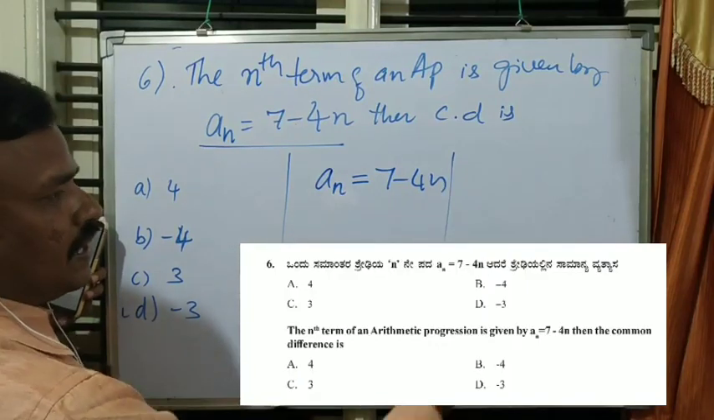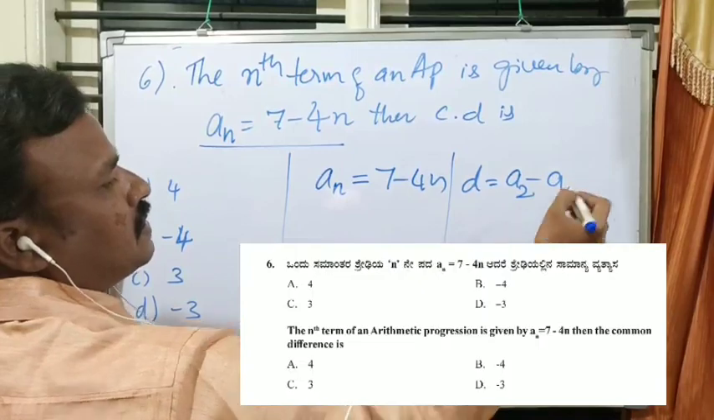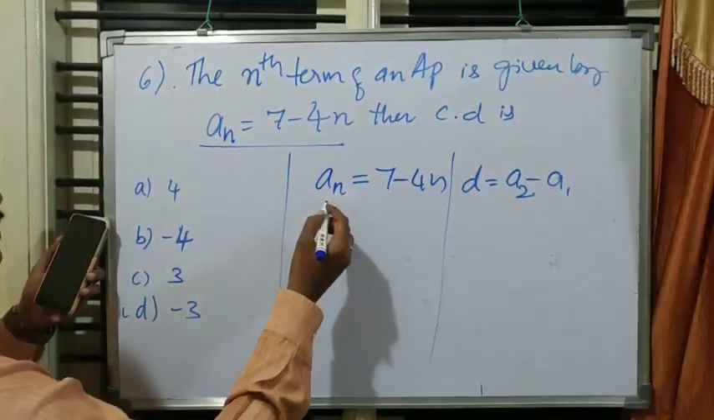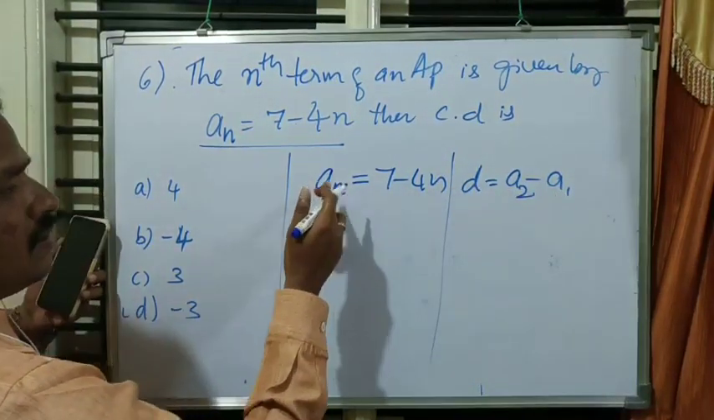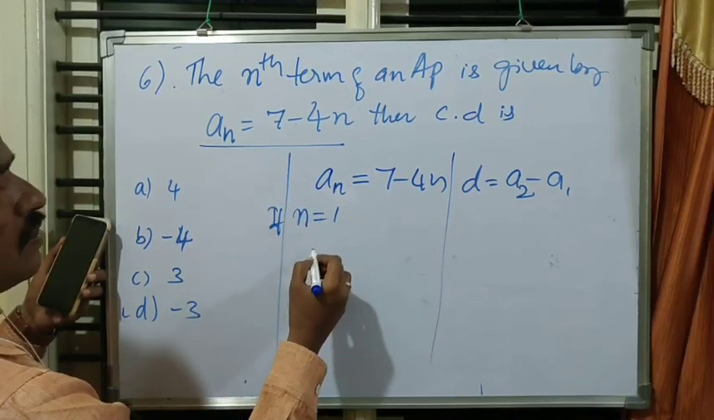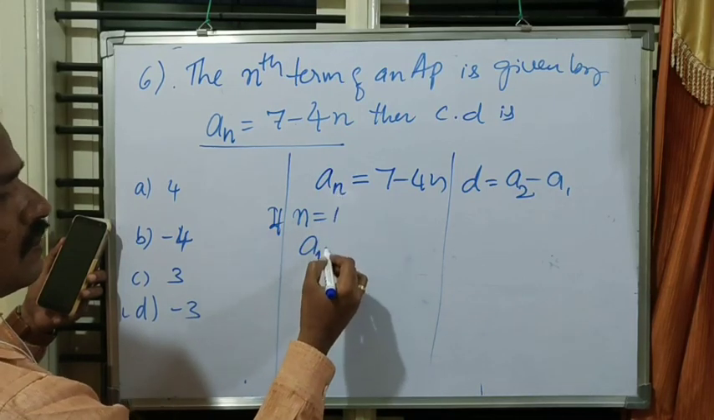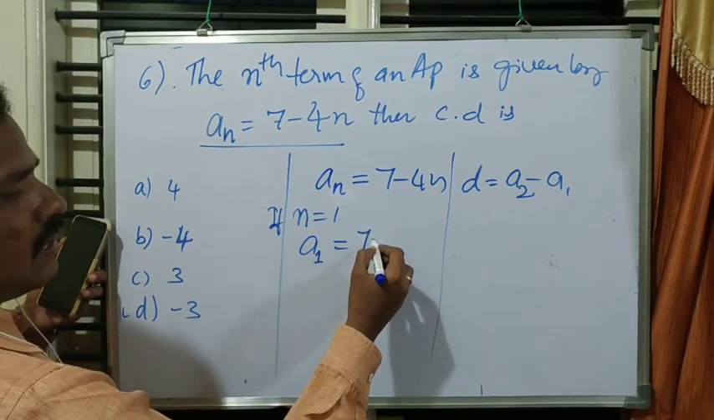We know already the common difference formula, the simple basic formula is a2 minus a1. Find the a2 value and the a1 value by giving values for n. If you substitute n is equal to 1 in this equation.